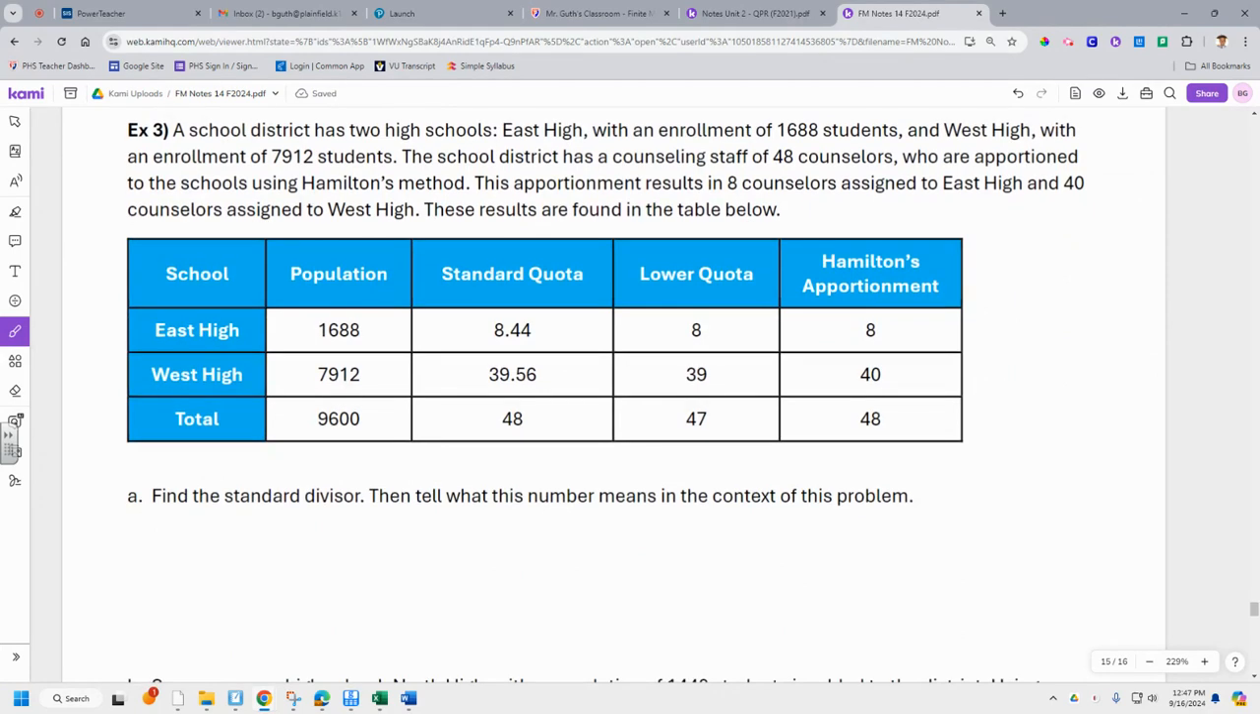Number 3, a school district has 2 high schools, East and West. East has an enrollment of 1688, West has an enrollment of 7912. The school district has a counseling staff of 48 counselors who are apportioned to the schools using Hamilton's method. This apportionment results in 8 counselors assigned to East and 40 counselors assigned to West. So they've already done all the math, they've already done Hamilton's method, and we see East gets 8 and West gets 40.